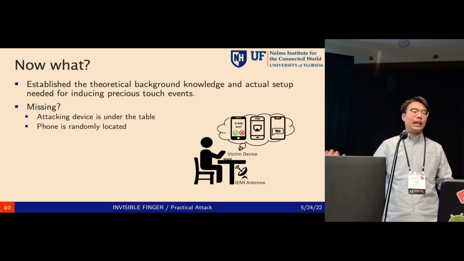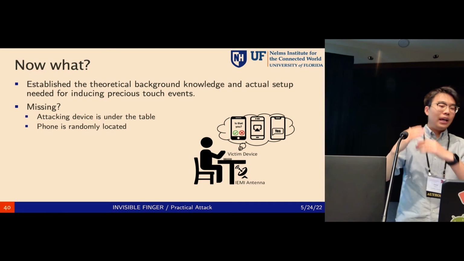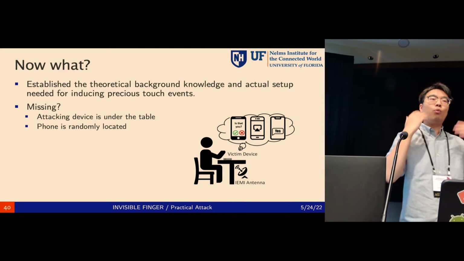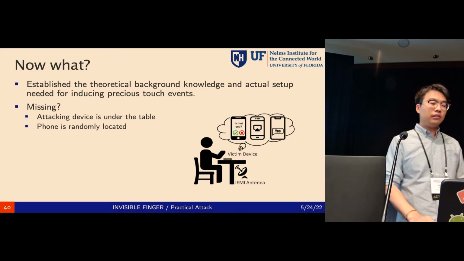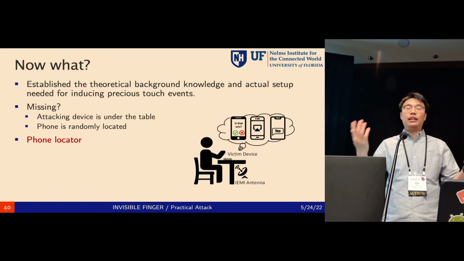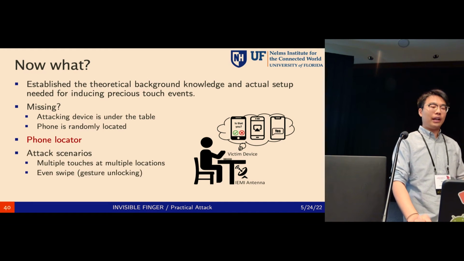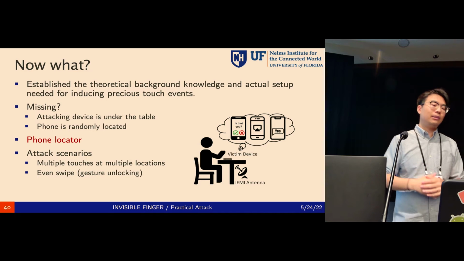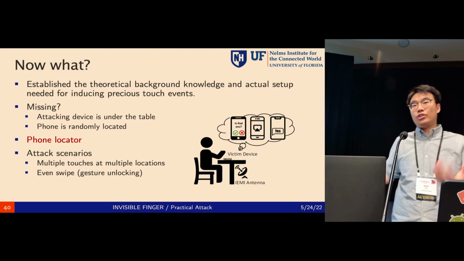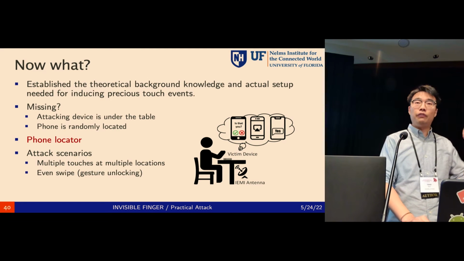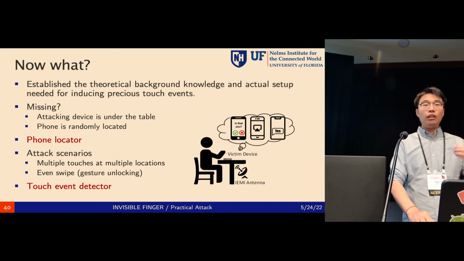In a real scenario, the attack device is probably attached under the table, and if, for example, the victim walks towards the table and places his or her cell phone directly on the table, the phone will be randomly located. So as the attacker, we won't know where the phone is located. In that case, we developed a phone locator technique. Also, in the attack scenario, there are multiple touches at multiple locations, and sometimes there is even a swipe gesture involved if you want to perform a successful attack. So in that case, we developed a touch event detector to resolve this issue.